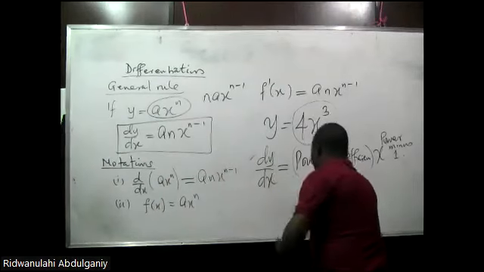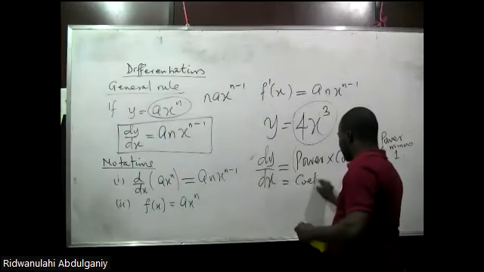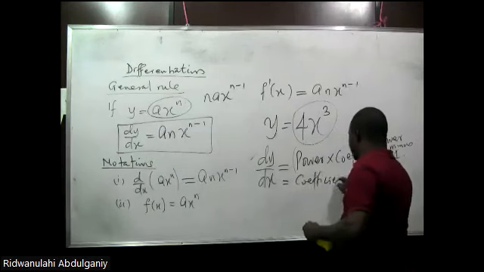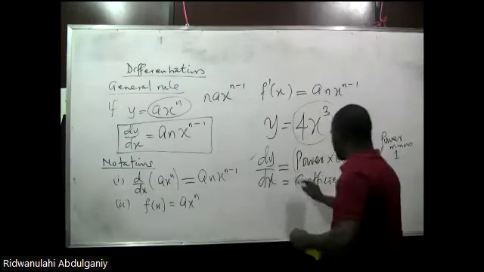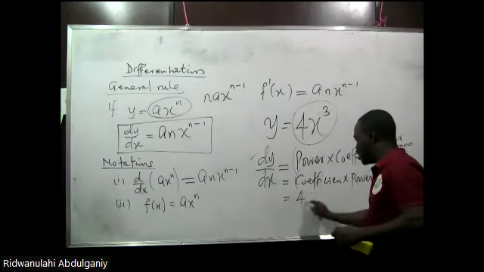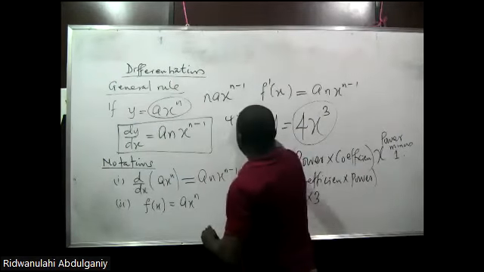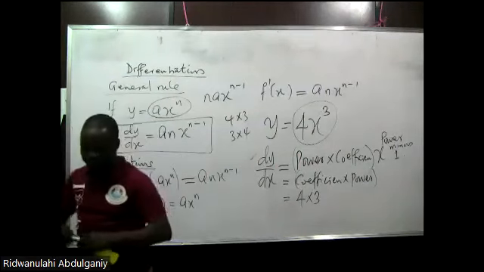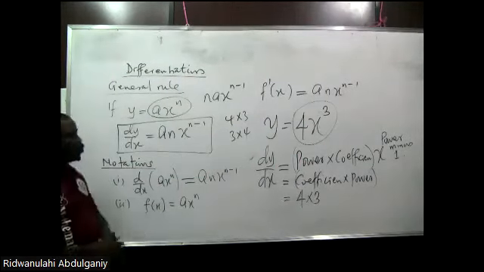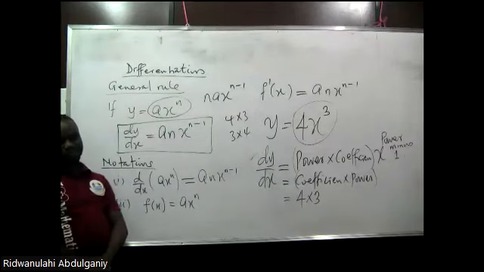I told you that you can have coefficient times power. Our coefficient is 4 times 3, and 3 times 4. Do we have different answers? No, sir. So na and an are the same, they are multiplying each other. Thank you so much.